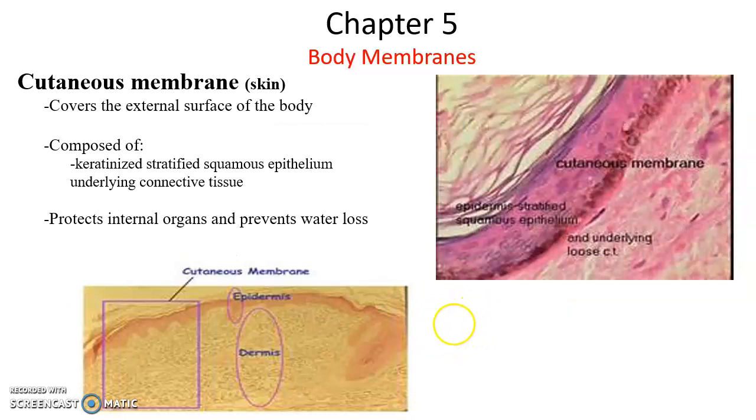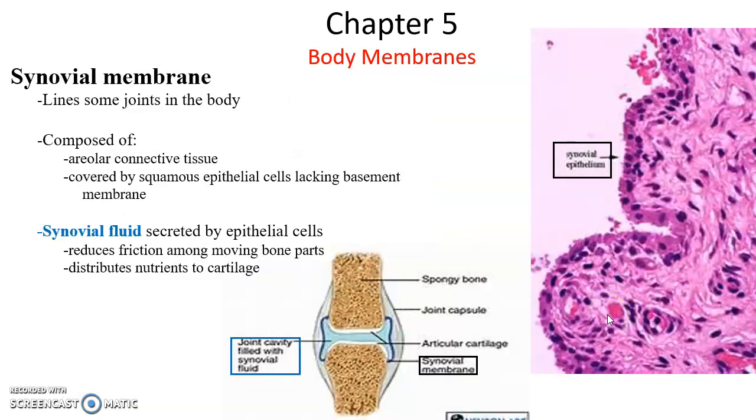Cutaneous membrane is the skin. It obviously is on the external surface of our body. The epithelial tissue is keratinized, stratified squamous epithelium. Underneath that is the dermis, which is many different kinds of connective tissue. Very important for protecting organs even deeper in our body, prevent water loss, prevent abrasions, damage from heat and chemicals. Very, very important. And finally, synovial membranes.